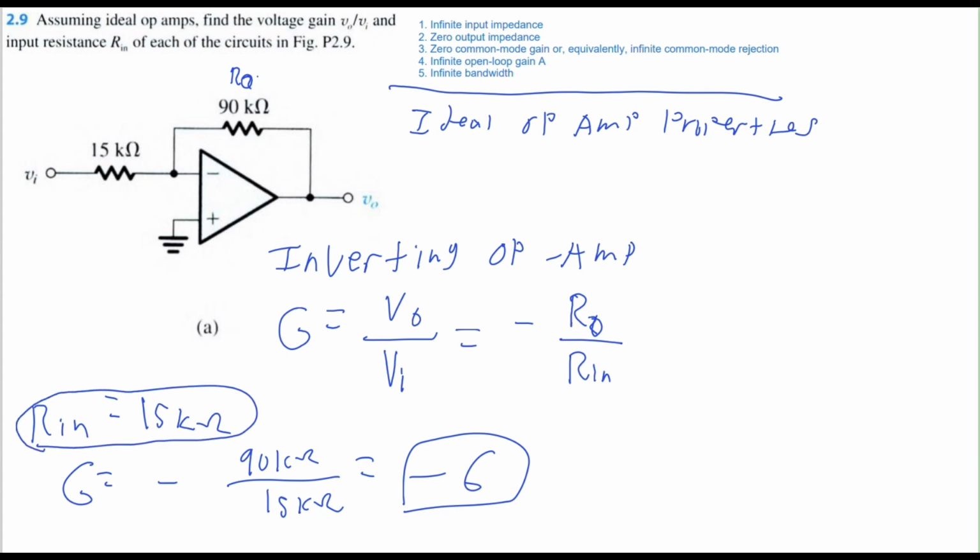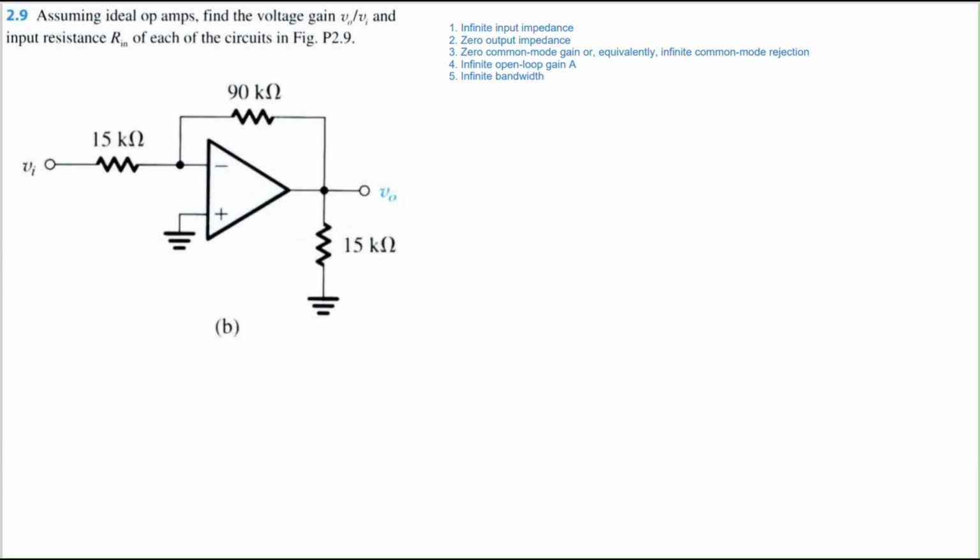Let's move on to circuit B. All right, let's solve for circuit B. Again, we have an inverting op amp, and it's pretty much the same as A, except we added this 15 kilo ohm resistance connected to this node at the output. So how does this change Rin and the gain?